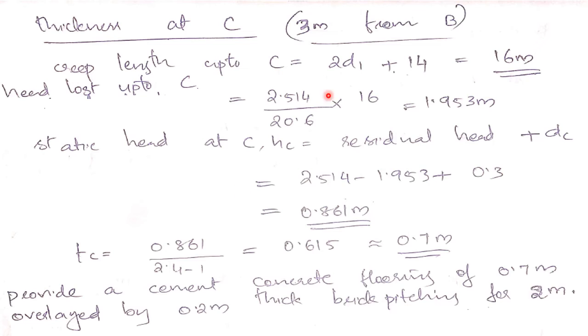Now thickness at C, using the same method as we used for thickness at A and B. Now point C is 3 meters from B. Now creep length up to C is 2 into d1 plus 14, that is the length of floor up to C. So 2 into 1 plus 14, that is equal to 16 meters.